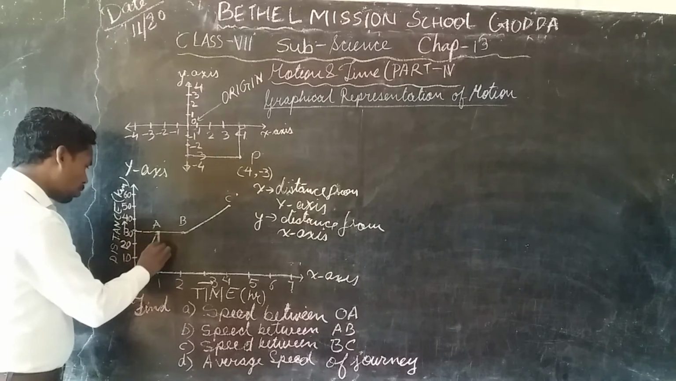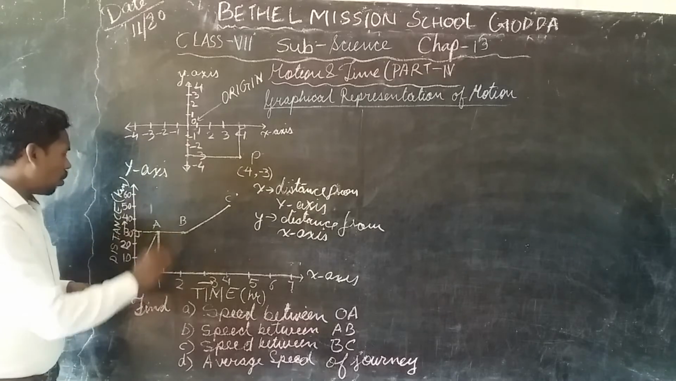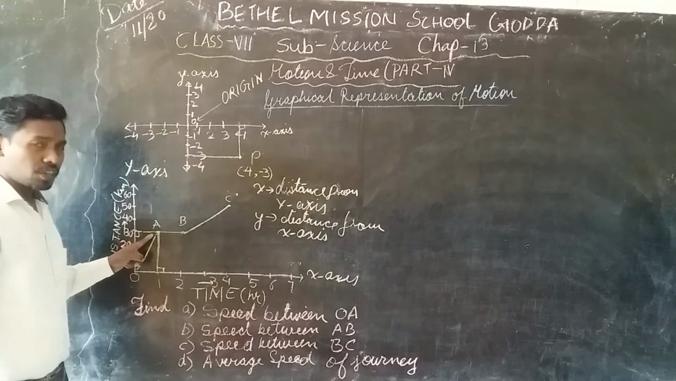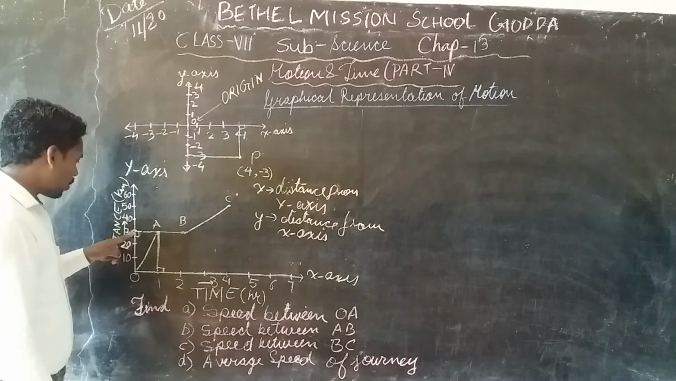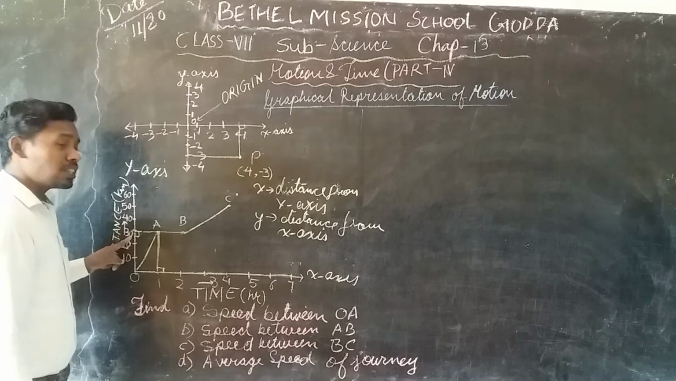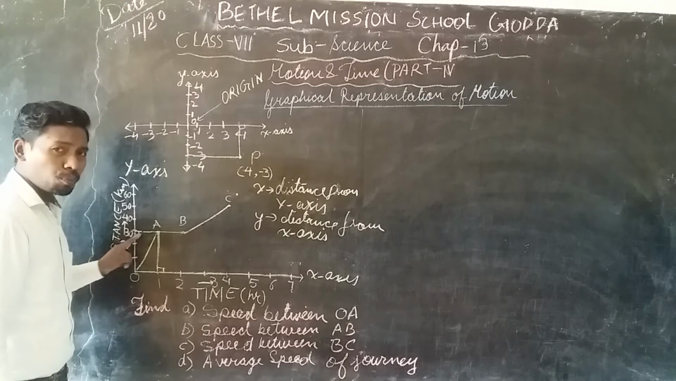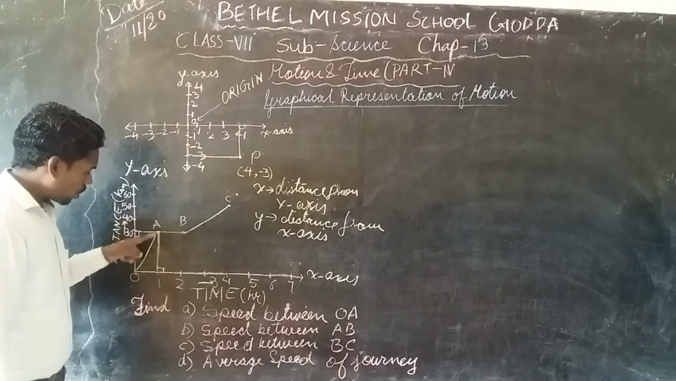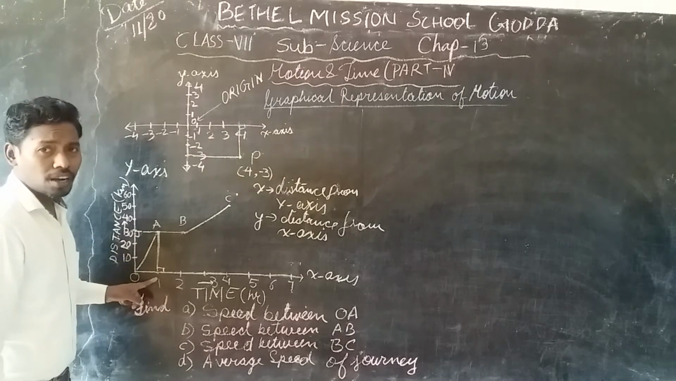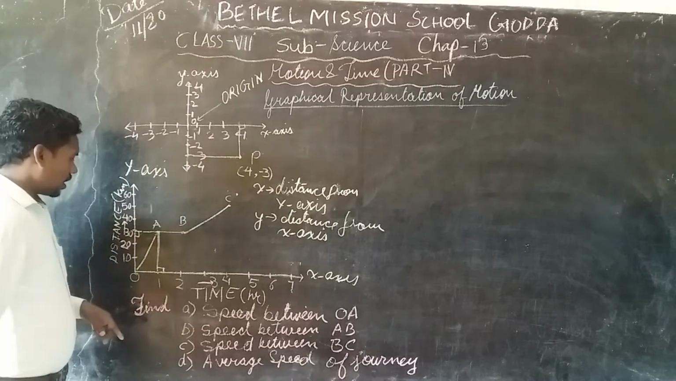So you need to understand, if you want to get the information about a point, you need to draw a perpendicular on the x-axis and a perpendicular on the y-axis from that point. When you do so, you get the information. On the y-axis, you know the information is about distance. So this distance is 30 km at point A, and the time taken at A is 1 hour. Okay, so that is how we can get the information.